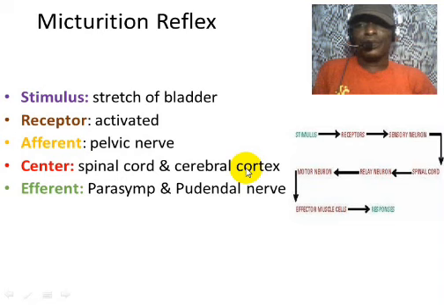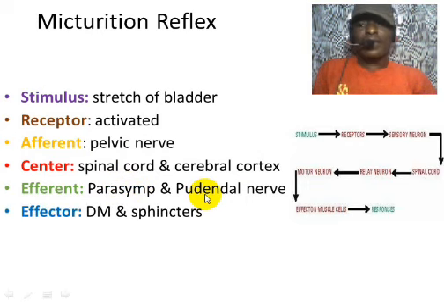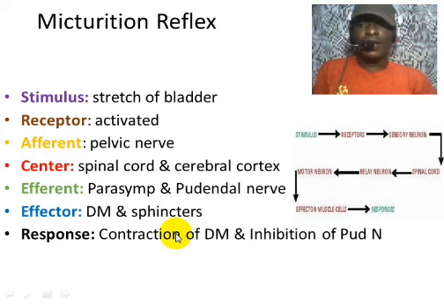Now, the efferent of the micturition reflex is formed by the parasympathetic nerve and the pudendal nerve. The effectors of the micturition reflex are formed by the detrusor muscles and the sphincters. These 2 components form the effector of the micturition reflex. Finally, the response is contraction of the detrusor muscles and inhibition of the pudendal nerve by stimulus coming from the cerebral cortex. How does this work?